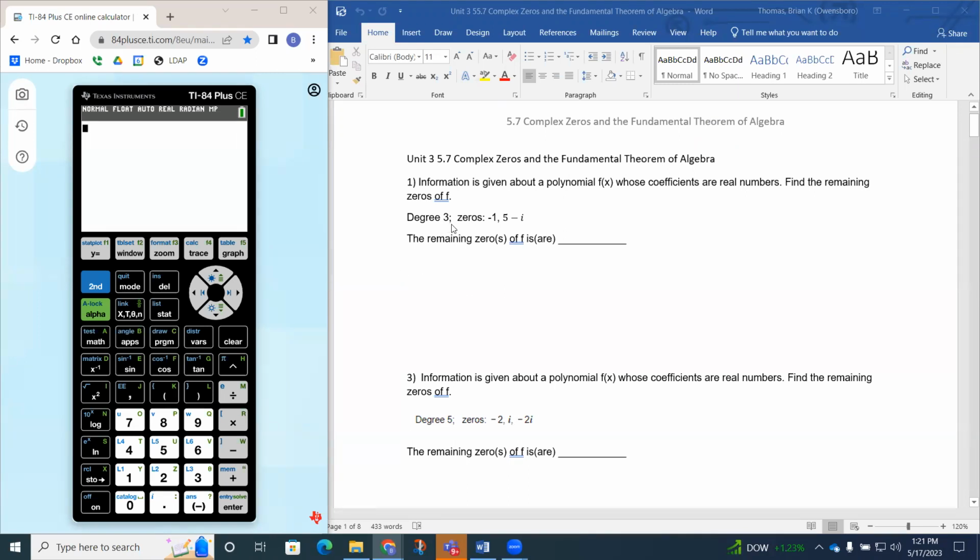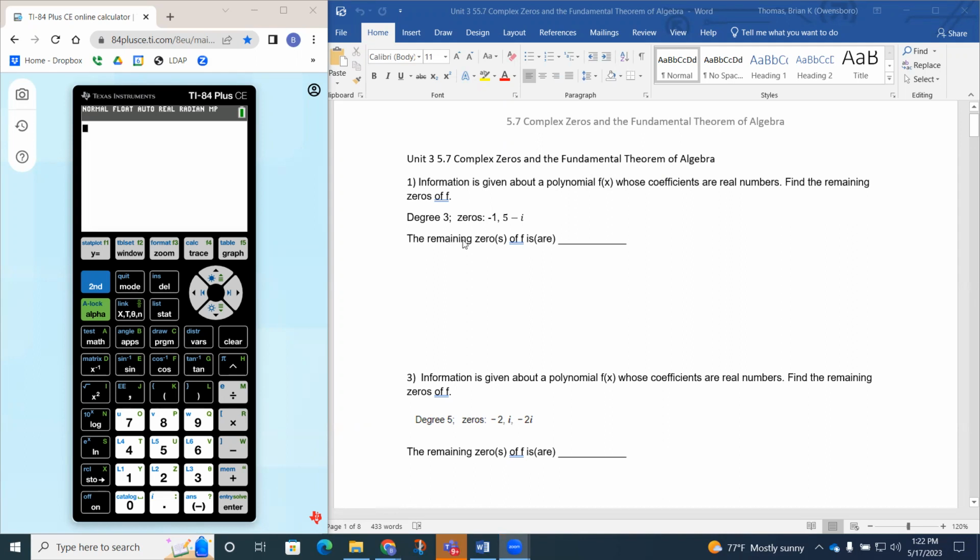So the degree is 3. Again, based on the fundamental theorem of algebra, the degree tells you how many zeros there will be, real or imaginary altogether. So if the degree is 3, that means there's going to be 3 zeros. They all could be real, or they all could be complex, or they could be a mixture of real and complex.